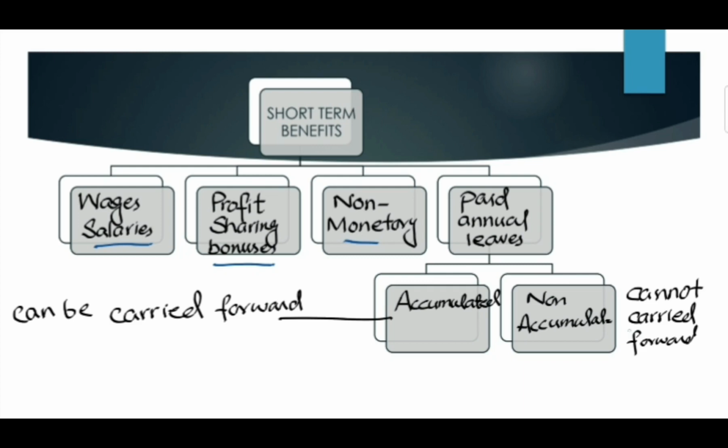The accumulated paid absentees can be carried forward to be used in future period if current period entitlement is not used. For example, if you have not used leaves in the current period, you can carry forward such leaves to be used in future. In such a case, the expected cost of unused entitlement is recognized as accruals. While in case of non-accumulated paid absentees, these cannot be carried forward. Examples are maternity leaves. So they are recognized when absentees occurs.